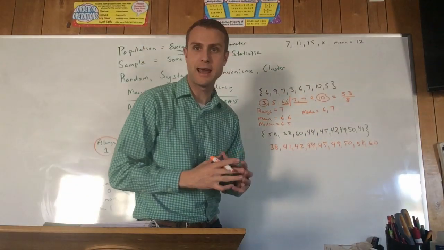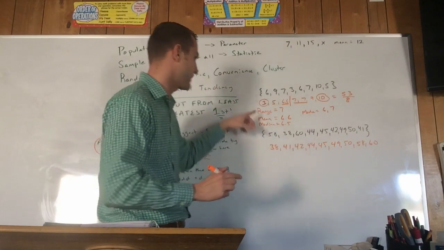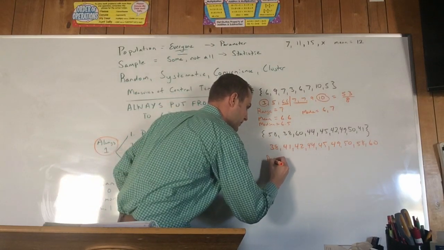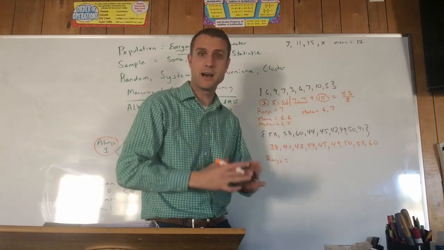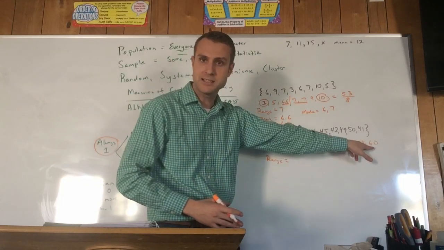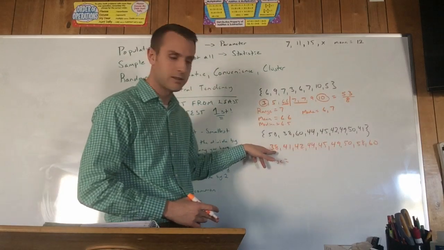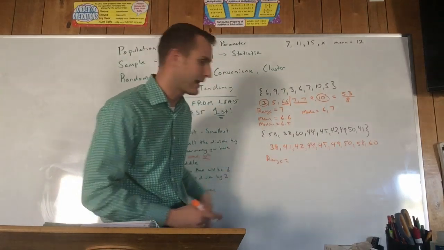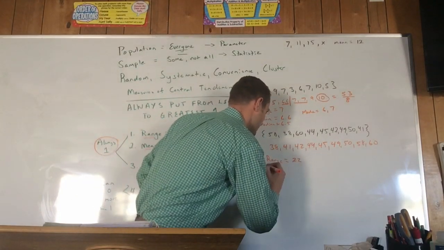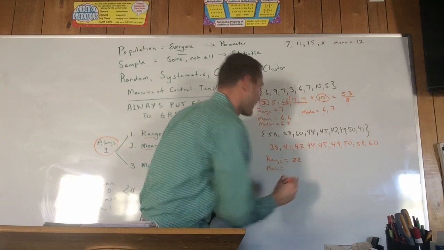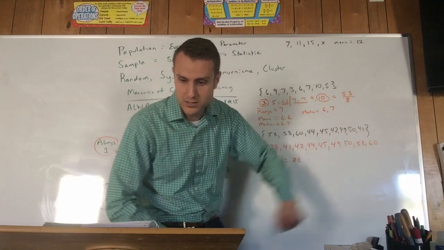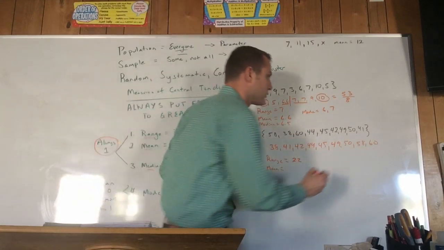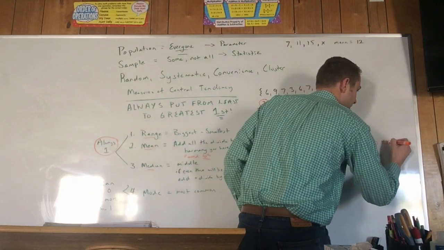What's my next step? Now, I have to find my four things. My first is my range. How do I find my range? Once I have it in order, it's easy now. Take my biggest number, which is 60, and subtract my smallest number, which is 38, and I get a range of 22. How about my mean? Remember, my mean is my average. So I have to add up all of these numbers. When I add them all up, that equals 427.